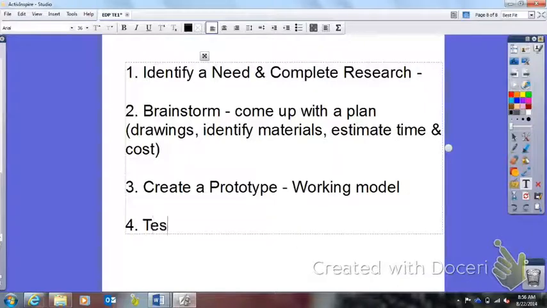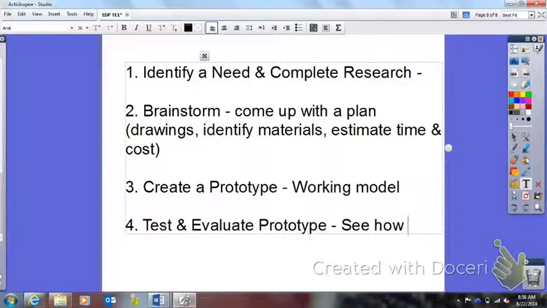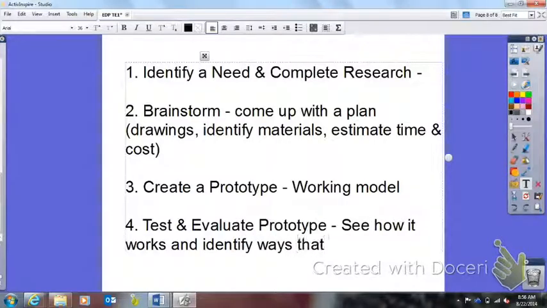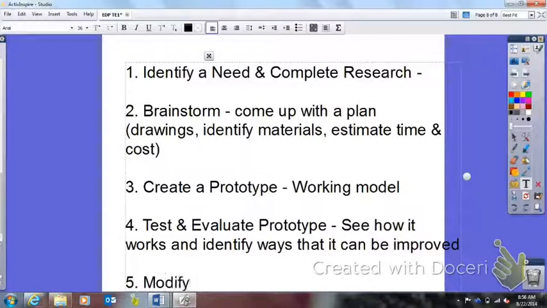Okay, the fourth step is you need to test and evaluate your prototype, okay? So what you're doing here is you want to see how it works and identify ways that it can be improved. All right, and last but not least, the last thing you want to do is you want to modify and retest, okay? And what that means is you want to make improvements and test it again.